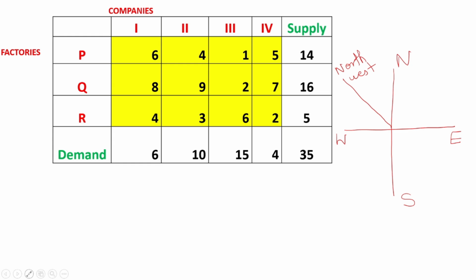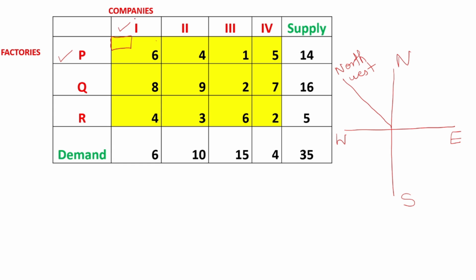So we'll start. Find the first value which is in the northwest corner. If you consider this as a direction, we can clearly see in the northwest corner we have 6. So first we have to consider this value 6. Mark that 6 with a corner rectangle like this. Now check horizontally and vertically. Horizontally it belongs to row P and vertically it belongs to column 1.